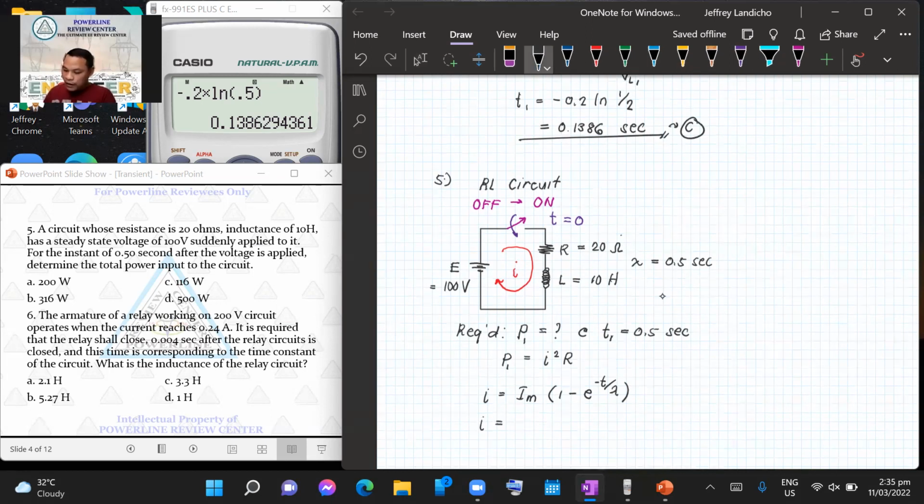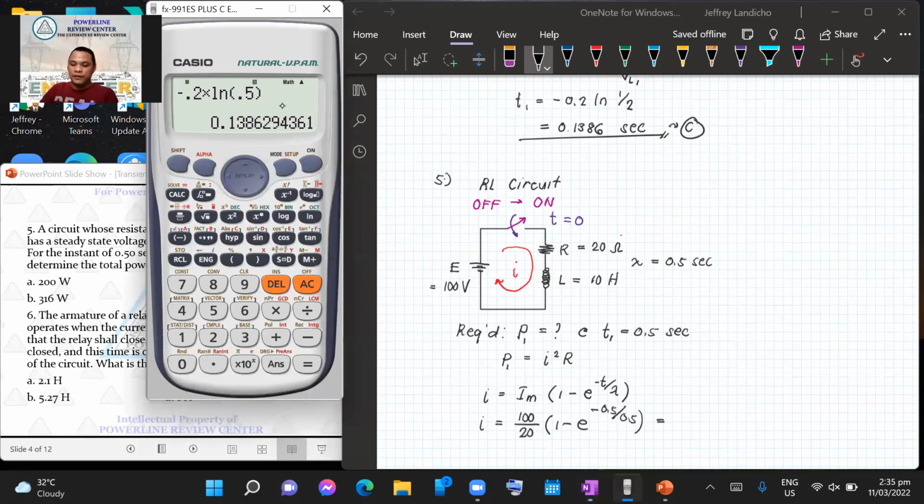So solving for the current na. Ano maximum value of current? That is source voltage over the resistance 20 times 1 minus e raised to negative, ano yung time na hinahanap natin? 0.5. Lambda, nakukuha natin, that is also 0.5. So we have the current in the circuit after 0.5 seconds. Ano lumabas? So you have 5 times 1 minus e to the negative 1 na lang. So this would be the current, 3.16 ampere.